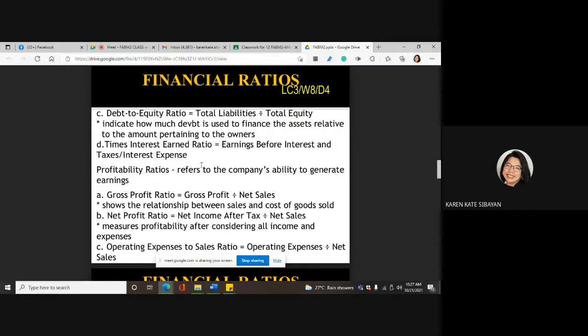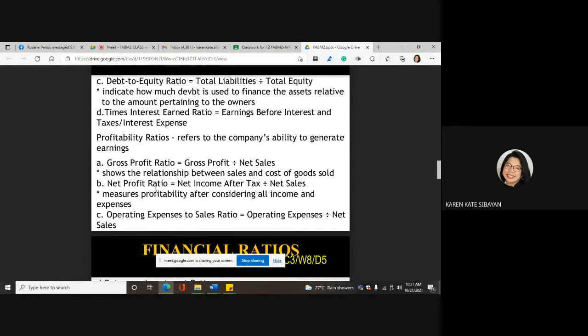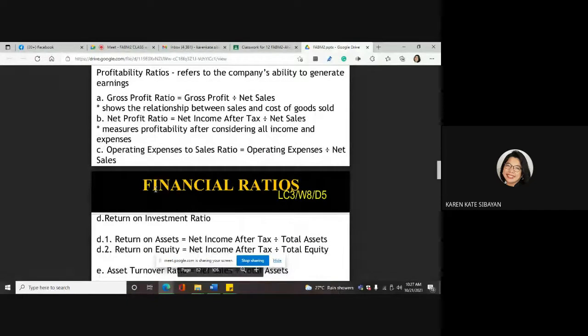Interest expense. For the profitability ratio, this refers to the company's ability to generate earnings. Okay? Nag-generate ba? So how are we going to determine that? You need to compute for the gross profit ratio. And how you do that? Gross profit divided by the net sales. It shows the relationship between gross sales and cost of goods sold.